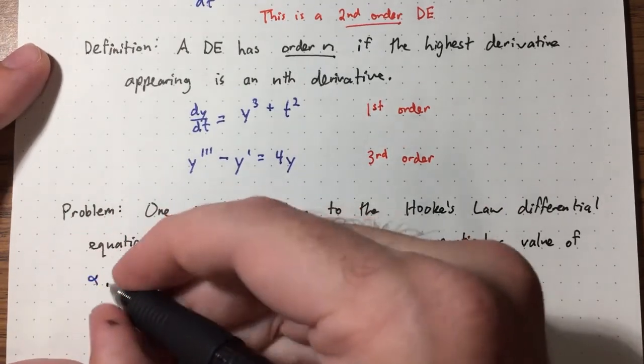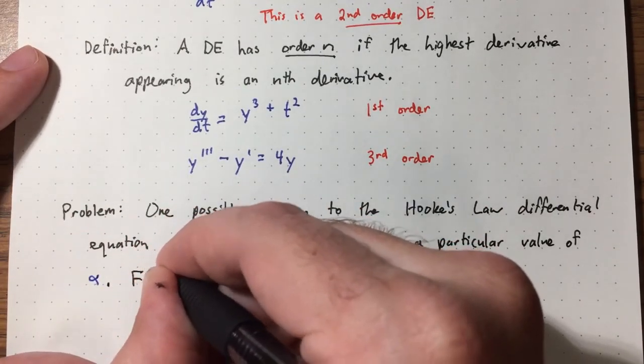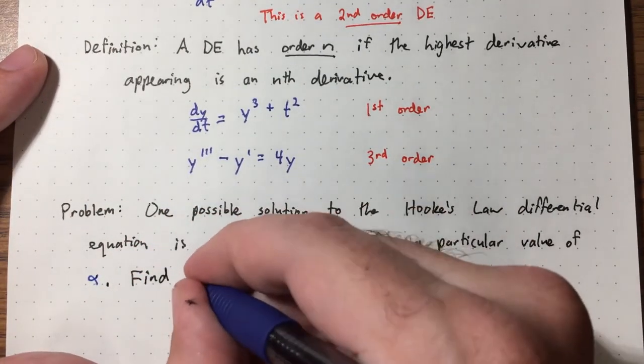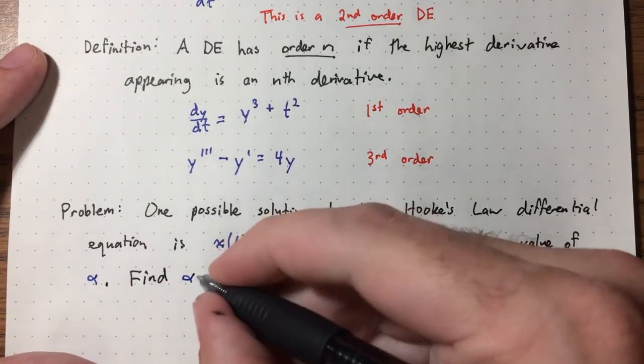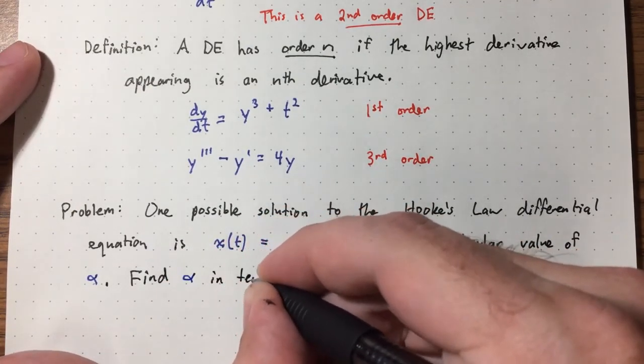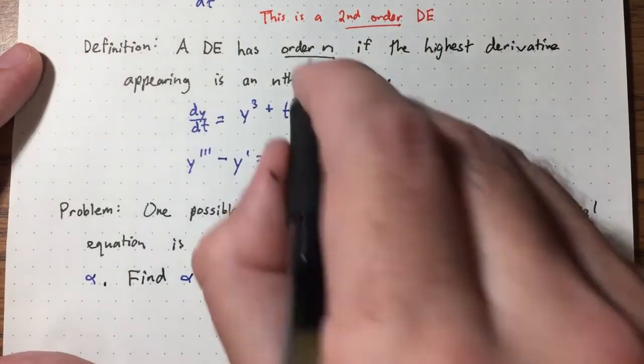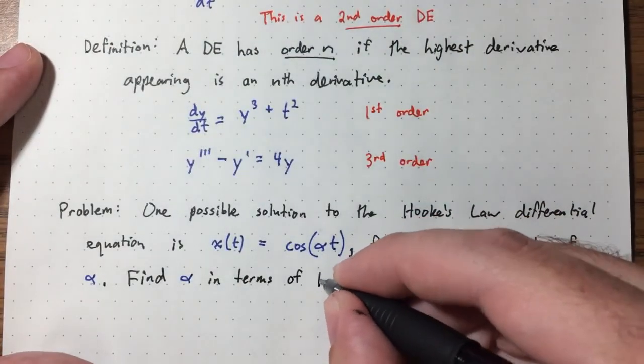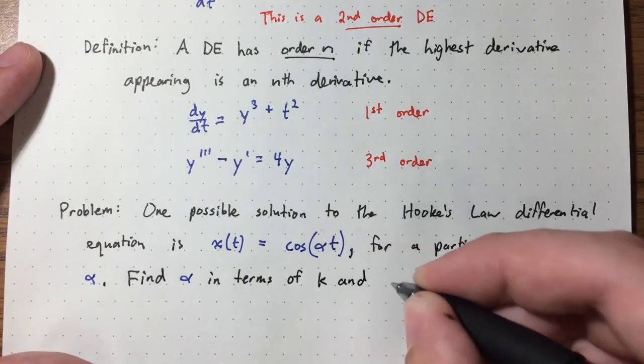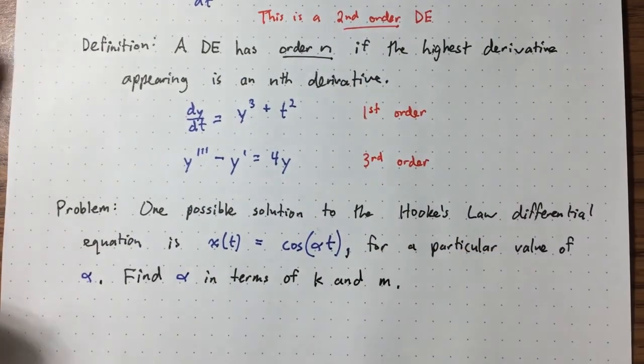And what I want you to do is find what this alpha is. So find alpha in terms of the constants in the equation. What are the constants? k and m. So you should get a formula involving k and m for this alpha.